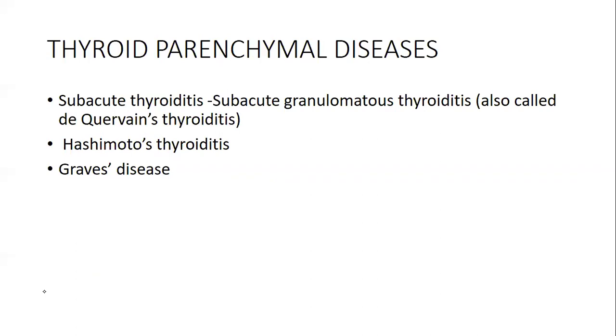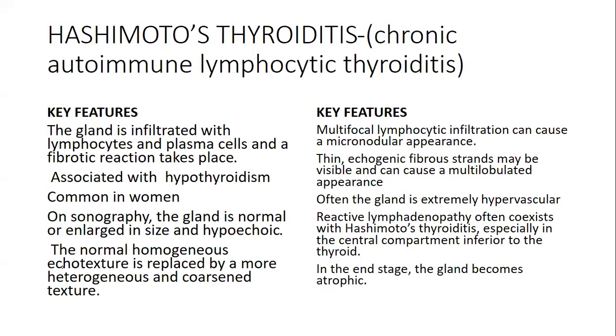Thyroid parenchymal diseases. Now, these you can have subacute thyroiditis, which is also called De Quervain's thyroiditis. In this cascade, you can also have Hashimoto's thyroiditis. You can also have Graves' disease. Now, Hashimoto's thyroiditis, which is also called chronic autoimmune lymphocytic thyroiditis.